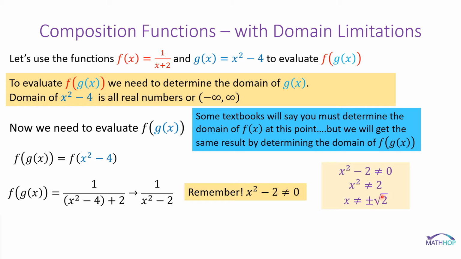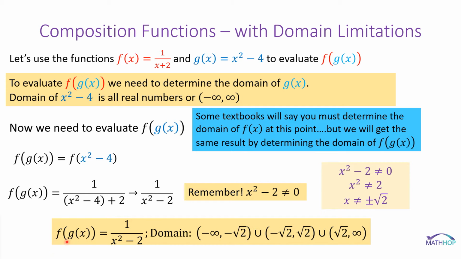I would prefer to write my domain limitation like this. This indicates all real numbers except positive and negative rad 2. But we are going to write it in interval notation as well. So f of g of x is equal to 1 over x squared minus 2 with a domain from negative infinity to negative rad 2, and negative rad 2 to rad 2, not inclusive, and rad 2 to infinity, not inclusive. All right, let's try another one.